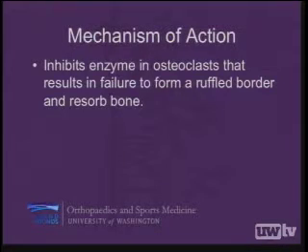Again, the general mechanism of action depends on which bisphosphonate you're speaking of, but in general, they inhibit the enzyme that osteoclasts use to form the ruffled border, which is the acidic border that allows them to resorb the bone.